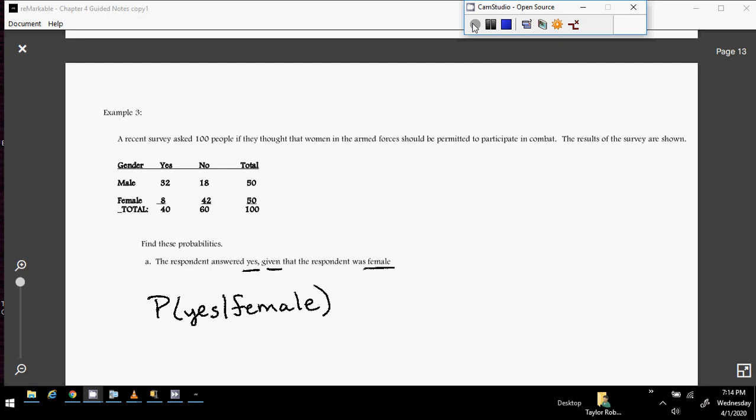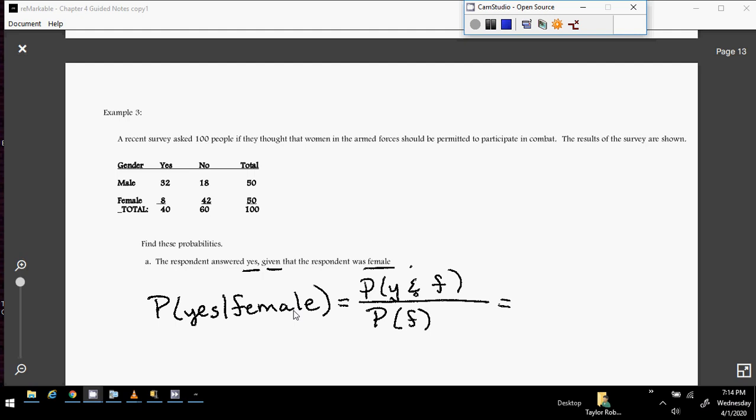Okay, so yes given female. So remember, when we have the given problems, that you're going to put the and on top. So we're going to do yes and female on top. And then look at this as a fraction, yes over female, so female is going to go on the bottom.